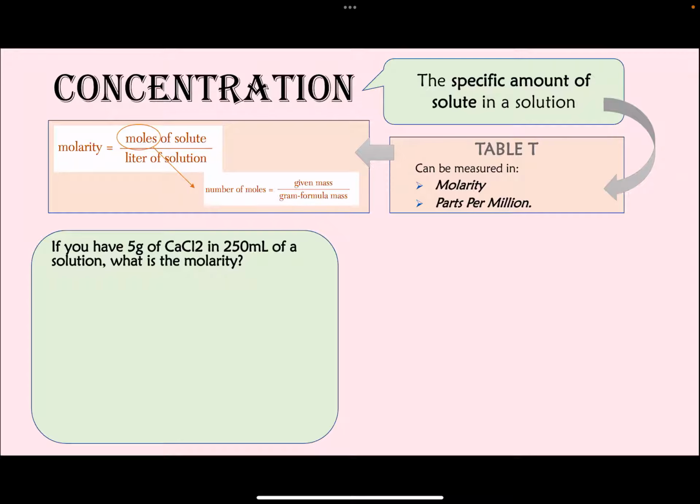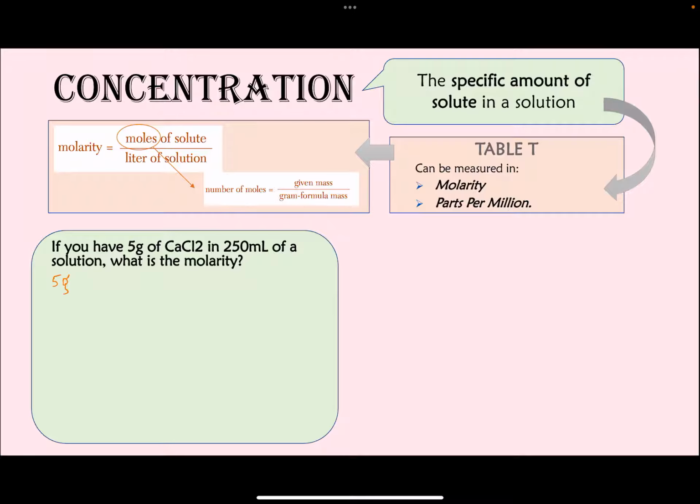We are given 5 grams of calcium chloride in 250 milliliters of a solution. What is the molarity? There are two tricks here. The first trick is that they gave us 5 grams instead of moles, so we're going to have to convert those to moles. The second trick is that they gave us 250 milliliters of the solution instead of liters, so we're going to have to convert that to liters as well.